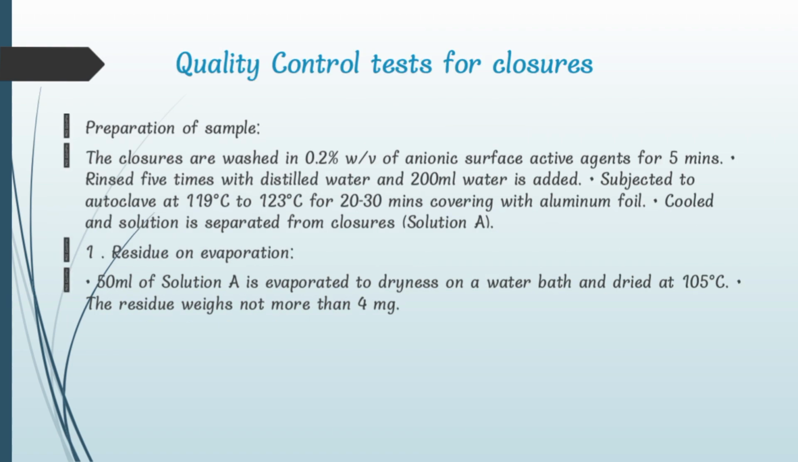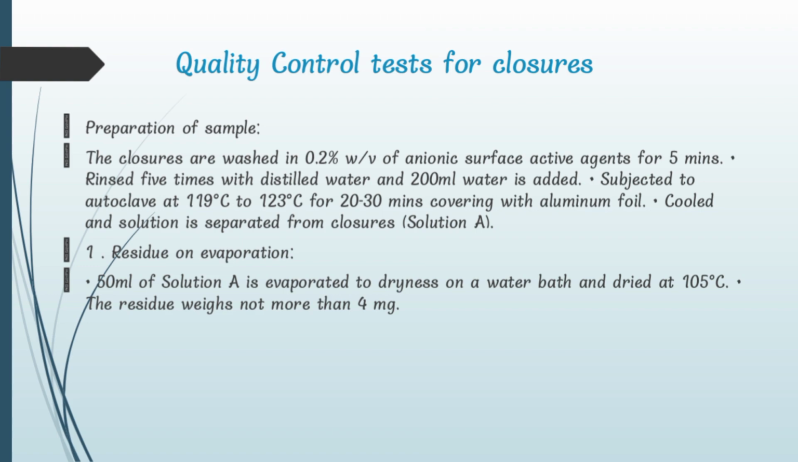Next, quality test for the closures. Preparation of sample. The closures are washed in 0.2% weight by volume of anionic surface active agents for 5 minutes, rinsed 5 times with distilled water, and 200 ml water is added. Then it is subjected to the autoclave at 119 to 123 degrees Celsius for 20 to 30 minutes, covering with aluminum foil. Then the sample is cooled and the solution is separated from the closure, that is solution A.